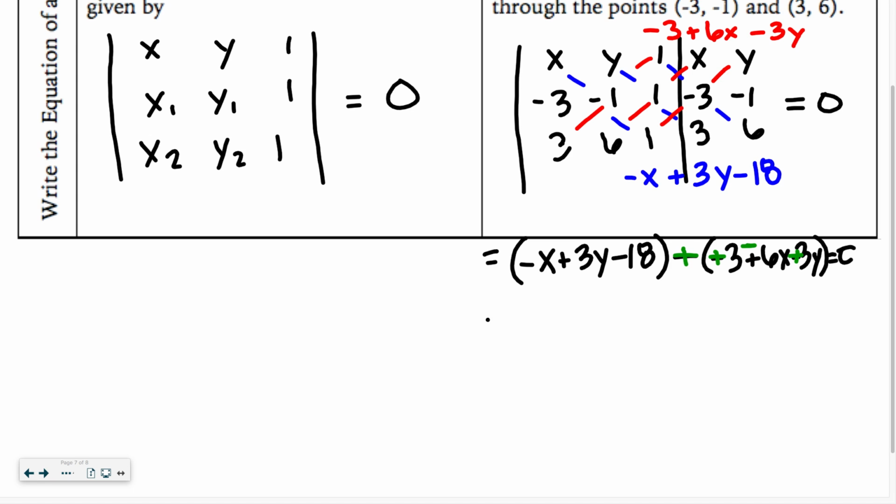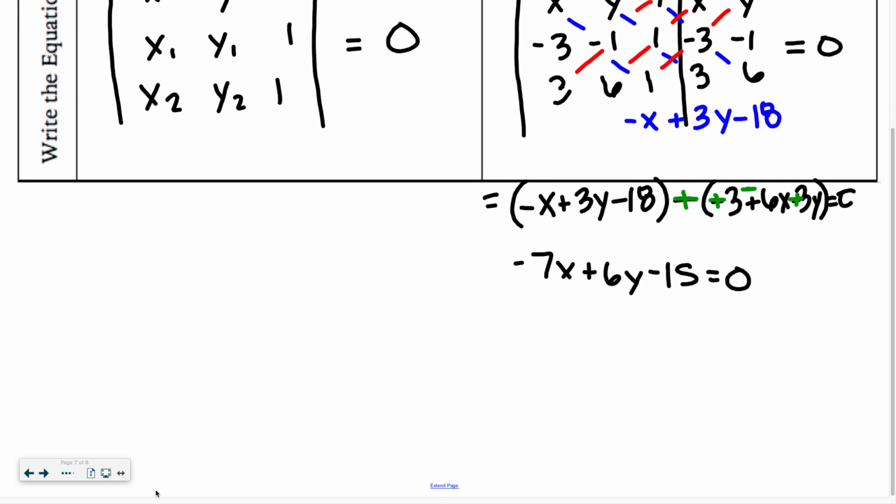So what would that be? Negative 7x plus 6y. And is that minus 15 equals 0? Okay, that is an equation of a line.